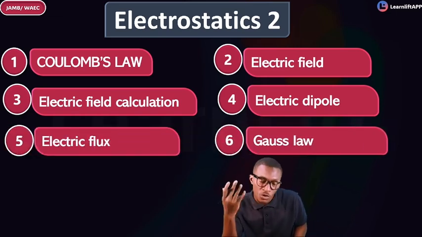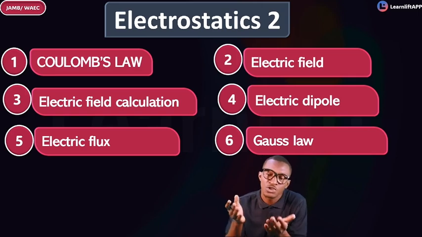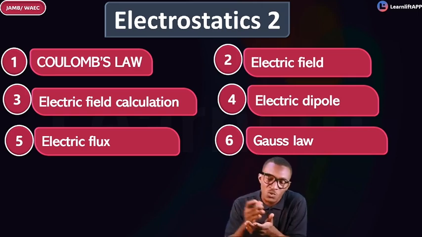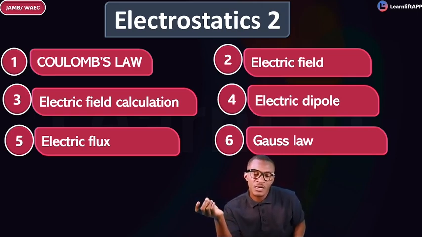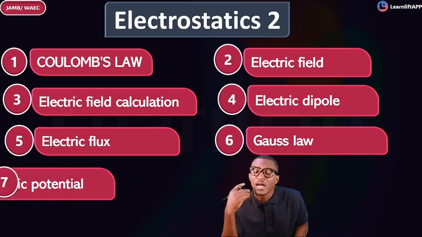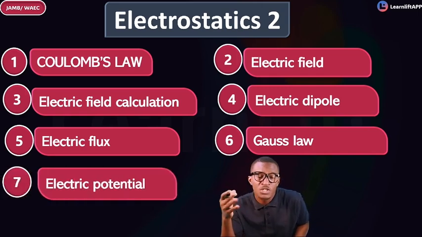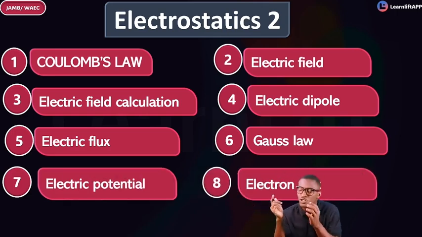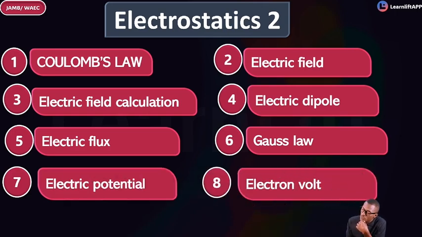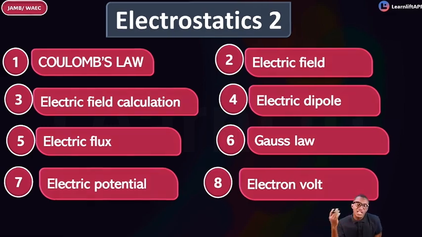We'll go on to talk about Gauss's law. Gauss was the one that showed the relationship between charge and permittivity. We want to talk about that. After that, we'll talk about electric potential, and then the electron volt. Very important, the electron volt. Do you understand? So these are the things we're going to cover in electrostatics 2. Are you set? Let's go.